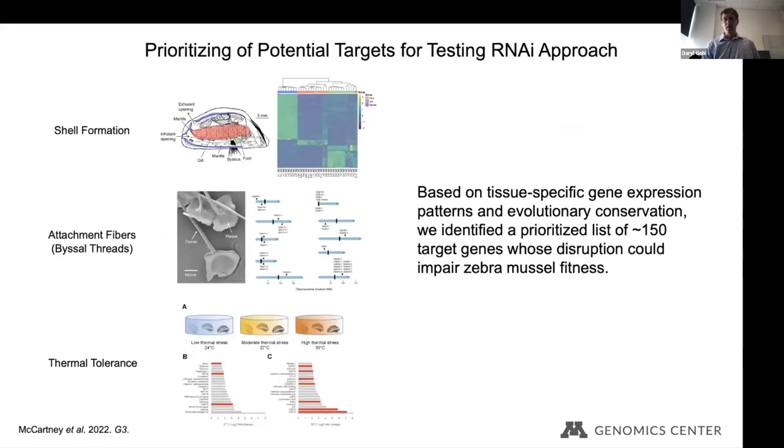So we have a lot of different information from the genome and from other comparisons that have allowed us to generate a large list of potential candidate genes that are involved in processes like shell formation, or attachment to surfaces, or reproduction, or just basic cell biology and health, that we can begin to target as potential genes that could be manipulated to induce an effect, or induce some sort of fitness defect in zebra mussels.